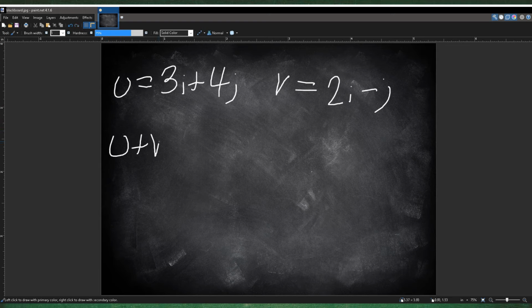So you have u plus v, right? You add the vectors. You just add the x values together. So 3 plus 2 is 5, so you have 5i, and then 4 plus -1, which is just 3j.